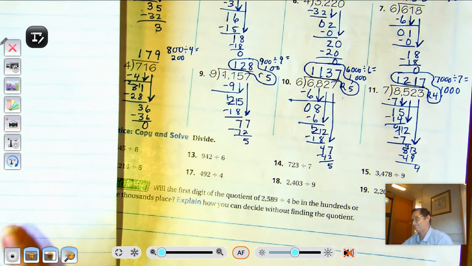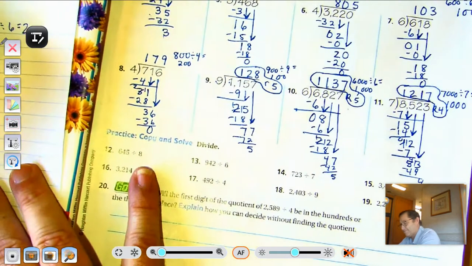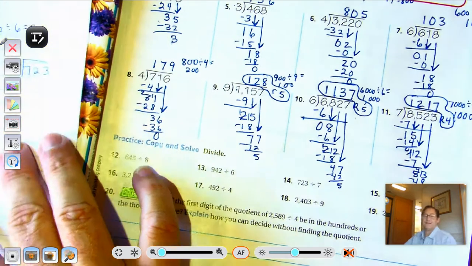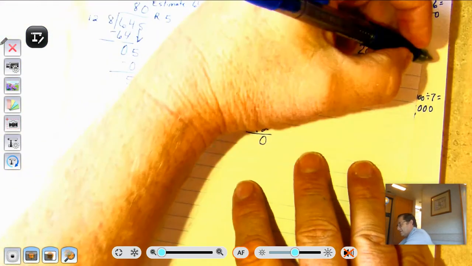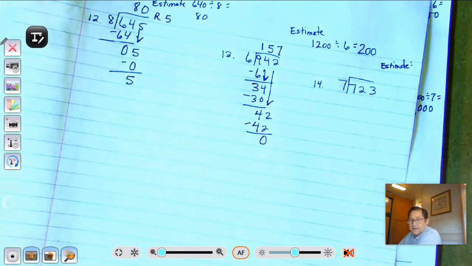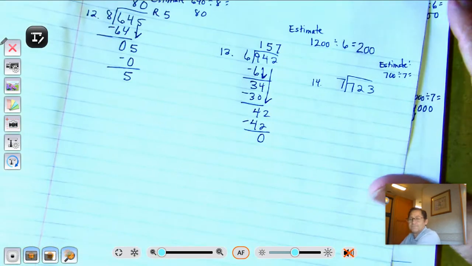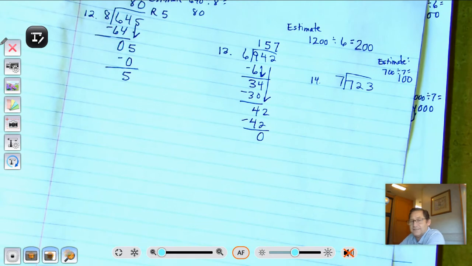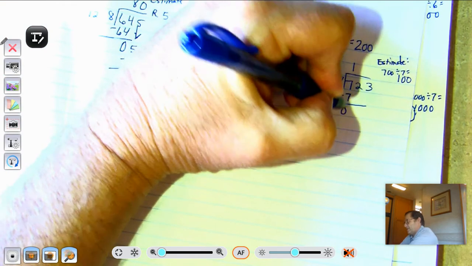All right, 14. 723 divided by 7. All right, so estimate. 7 is a multiple of 7, so let's just leave it as 700 divided by 7. That's 100. All right, so how many 700s can be shared with 7 groups? 1. 7 times 100 is 700.